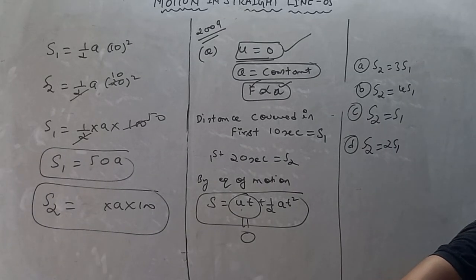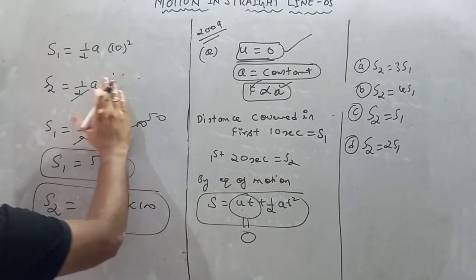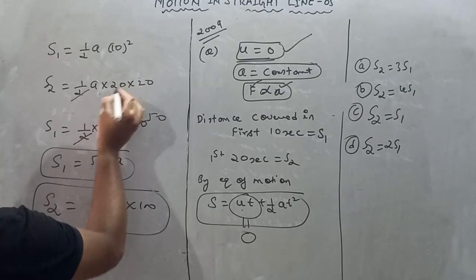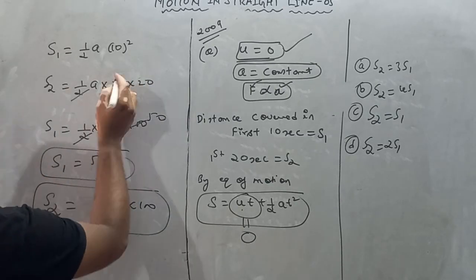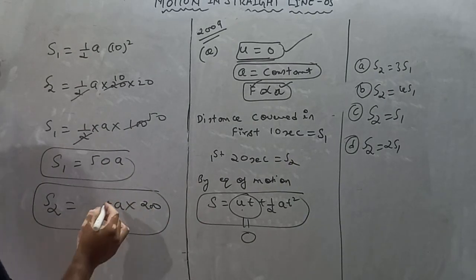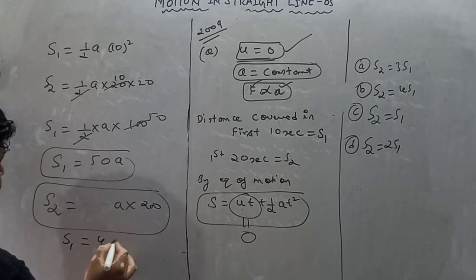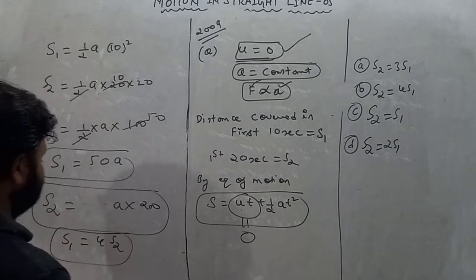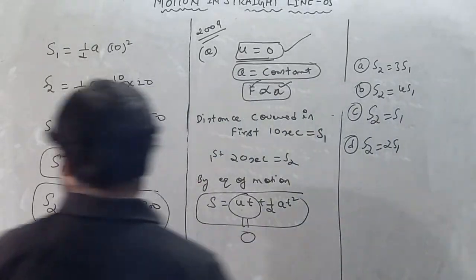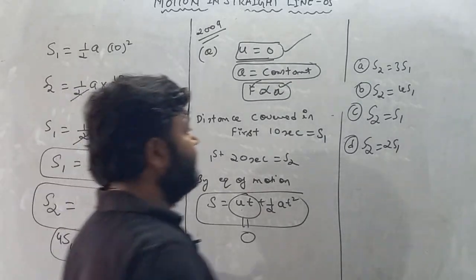I'm sorry my dear student. Half a square, it is not cut like this. Half into a into 20 into 20. So this will be cancelled, it will be 10. So this becomes 200. So the first equation is 50a and the second equation is 200a. So s2 is equal to 4 times s1. So the correct option is B.